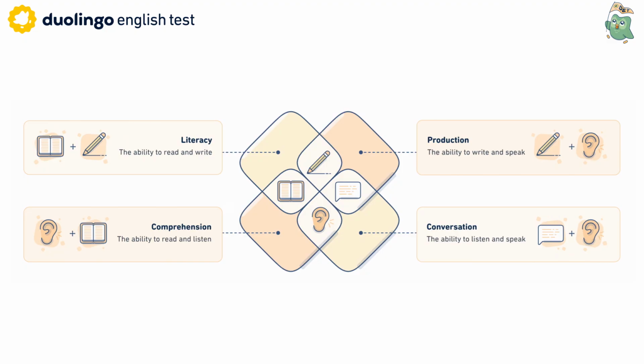Remember, DET is not the same as other exams where we have listening, reading, writing, speaking, these 4 skills tested separately. The DET is divided into 4 subscores: literacy, production, comprehension, and conversation. As you can see on your display, each subscore talks about 2 skills. Literacy is about the ability to read and write. Production is about writing and speaking at the same time. However, comprehension is about reading and listening, and conversation, as you know, is listening and speaking.